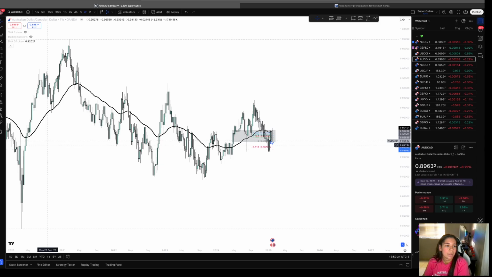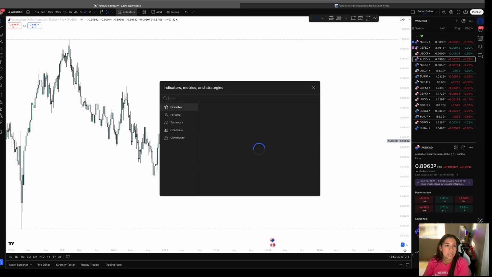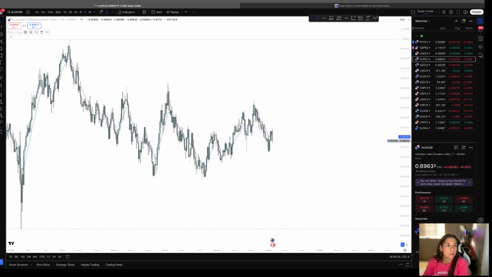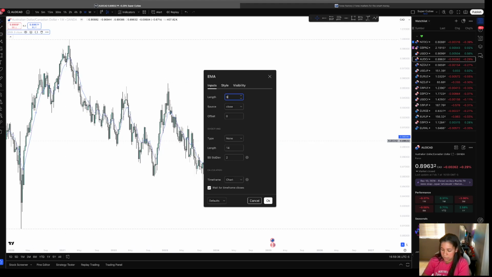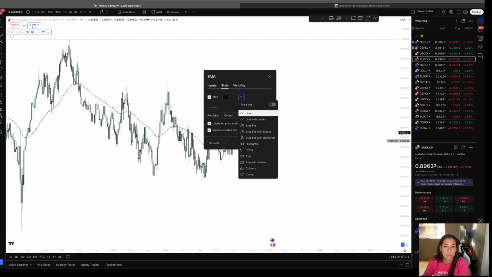We have odd CAD. Odd CAD, let's clean that up. Okay, oh, did I take off my indicator? Yes, I did. Let's put it back on. Like I said, 50. And we can make it black. Let's make it a little bit thicker.